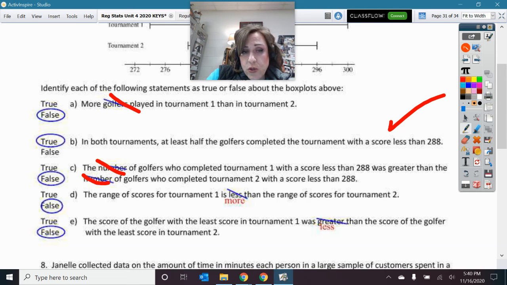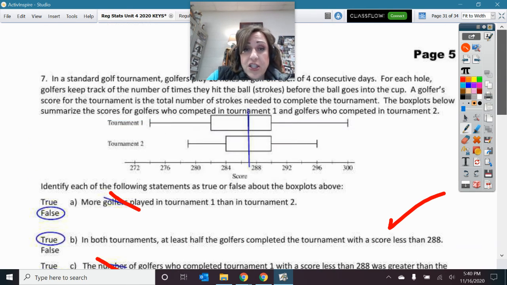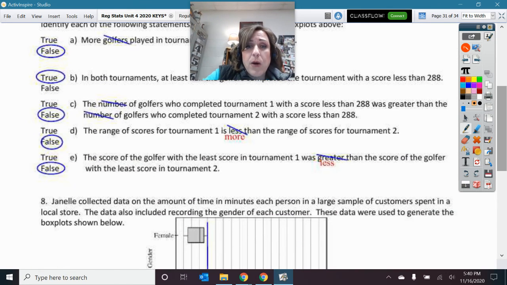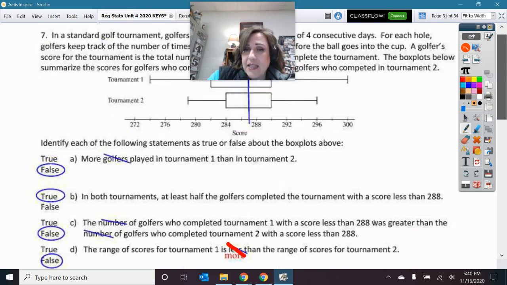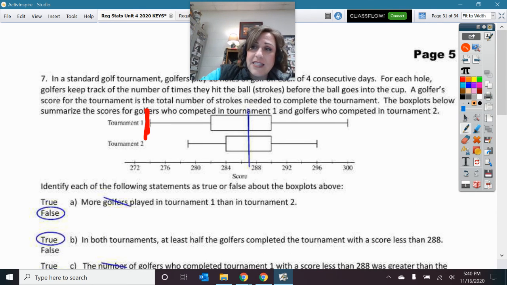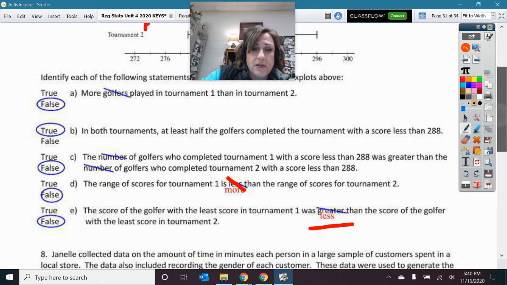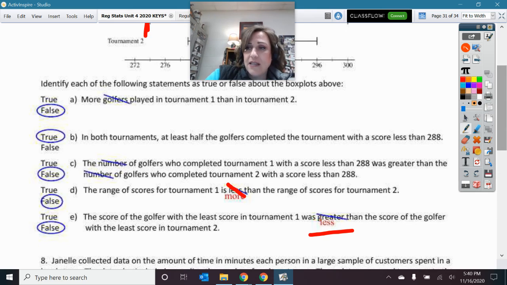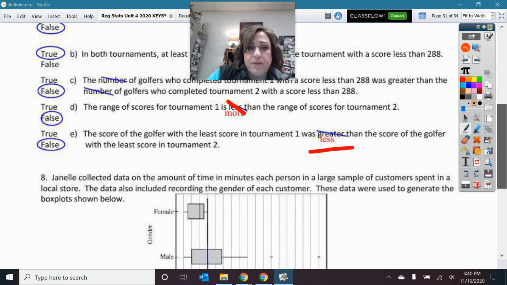The range of scores for Tournament 1. Okay, so let's look at the range. So, Tournament 1, much more spread out than Tournament 2. So Tournament 1 is a higher range. And then the last one, the score of the golfer with the least was less than. Yes, this one was less than. Tournament 1 was less than Tournament 2, not greater than.